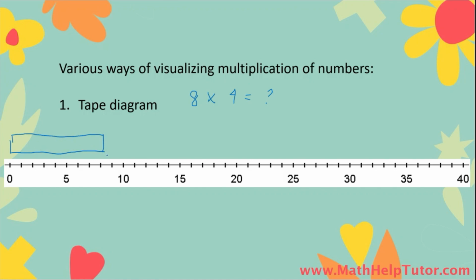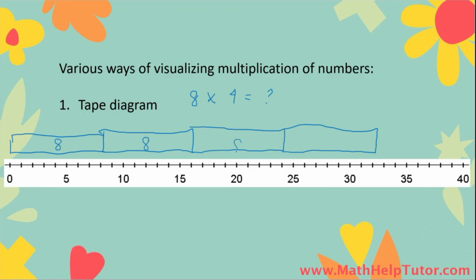Okay, that's one strip. 1, 2, 3, 4, 5, 6, 7, 8. It's another strip. That's our third strip. And then the last is 1, 2, 3, 4, 5, 6, 7, 8. So these are strips that are 8 numbers long, and we have 4 of them.